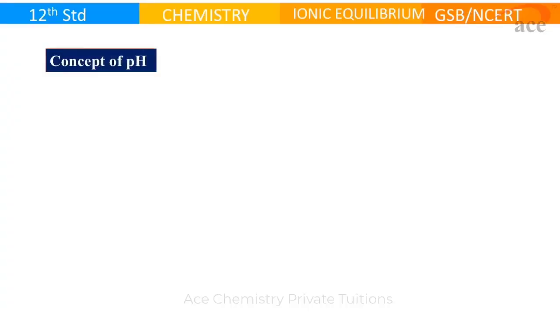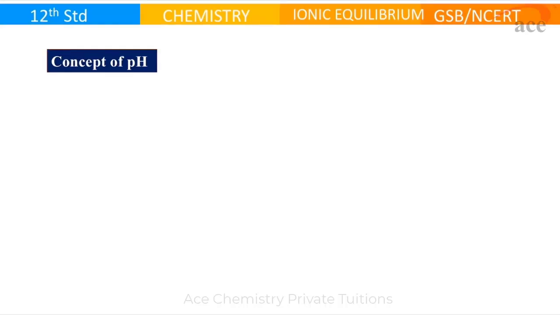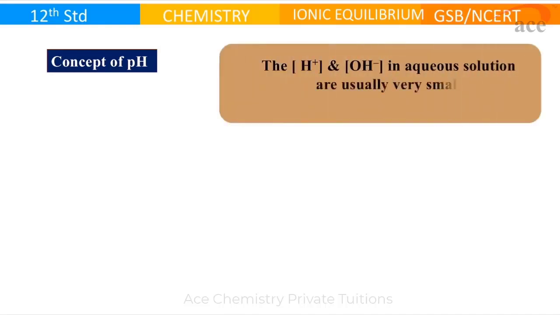What is pH? Well, we know it's potential of hydrogen ion. But the thing is, why do we need pH? Remember, the solutions are going to have H plus ion and OH minus ion concentration very small. So if we need to understand the acidic or basic nature of a solution, it is a convenient way to express it in pH. Let's see.